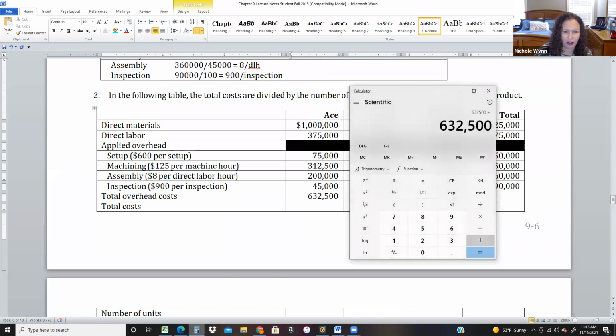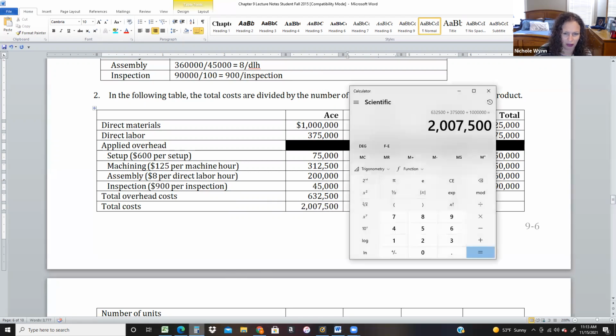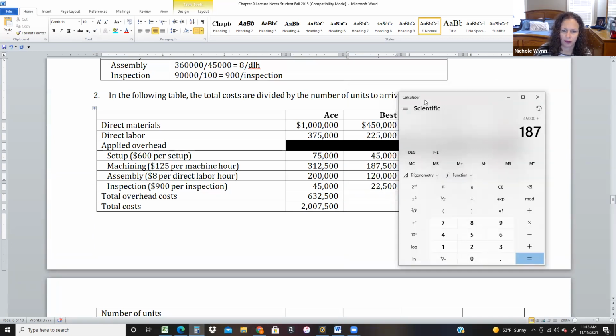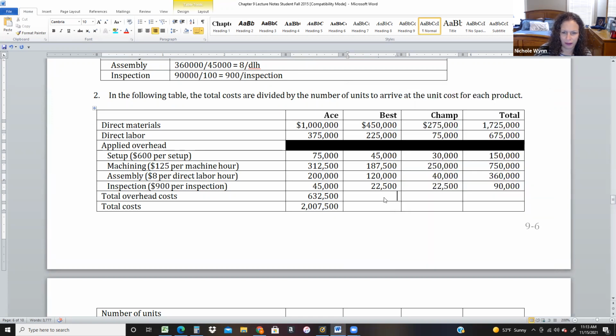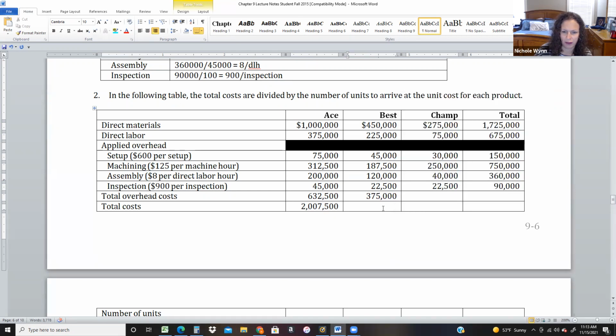And then adding that to 375 and 1 million, 2,750,000. Like that, I think. Okay, we'll check it and make sure that it makes sense based on the other. $375 plus 450 and 225, 1,050,000.